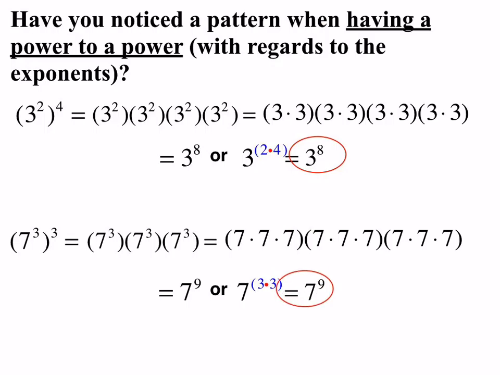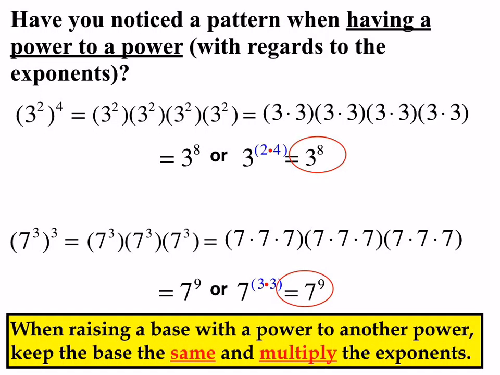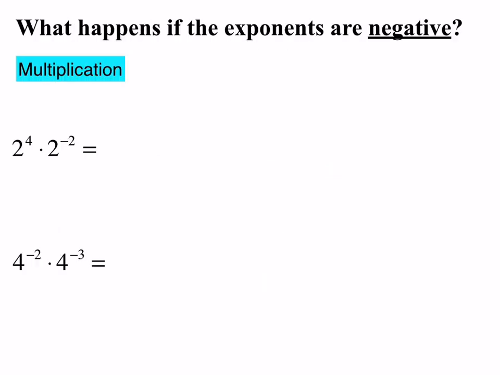Okay, now that's with positive exponents, but it wouldn't be a rule unless we could then apply that to negative exponents. So fill in some blank areas here. When raising a base with a power to another power, keep the base the same and multiply the exponents. All right, so now transitioning to negative exponents.